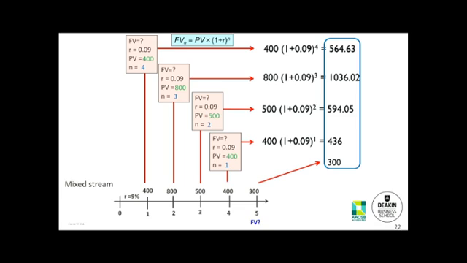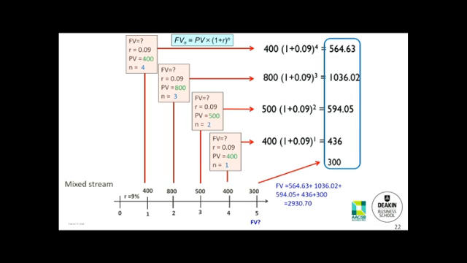Question: by doing that, how many future values do we have? 1, 2, 3, 4, 5. Am I right? We have a future value for each of the individual cash flows. Now, all of them are at the same point in time. What should we do next? You sum them together.